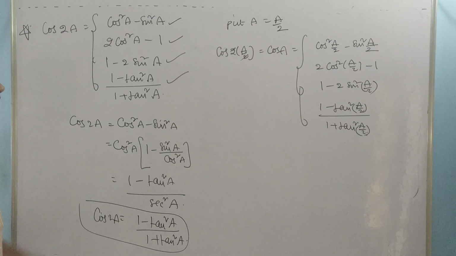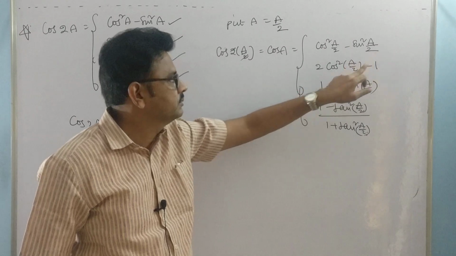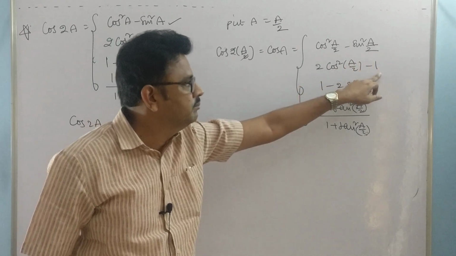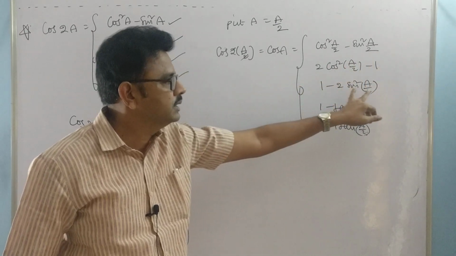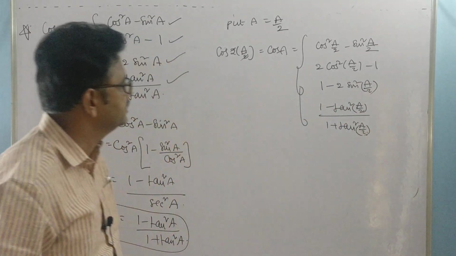Cos A equals cos square A by 2 minus sin square A by 2. 2 cos square A by 2 minus 1. 1 minus 2 sin square A by 2. 1 minus tan square A by 2 by 1 plus tan square A by 2.